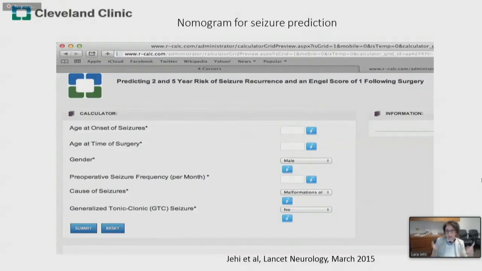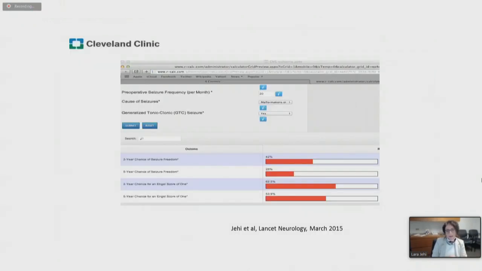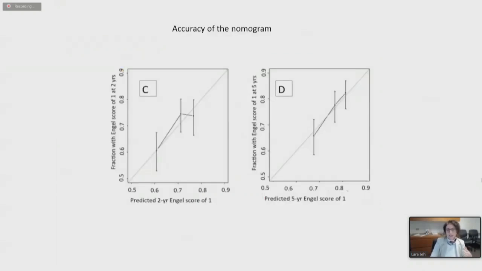So we developed an online version of this where people could go to the site, input that patient's individual characteristics, and click the submit button. Then you get an individualized chance of being completely seizure-free at 2 and 5 years and having an Engel score of 1 at 2 and 5 years. If the model completely overlapped with reality, with what actually happened, then the prediction would be along this diagonal line. So you see, we are not exactly on it, but we are very close.